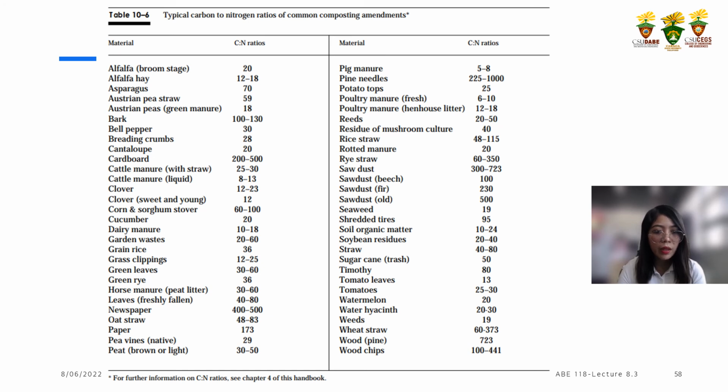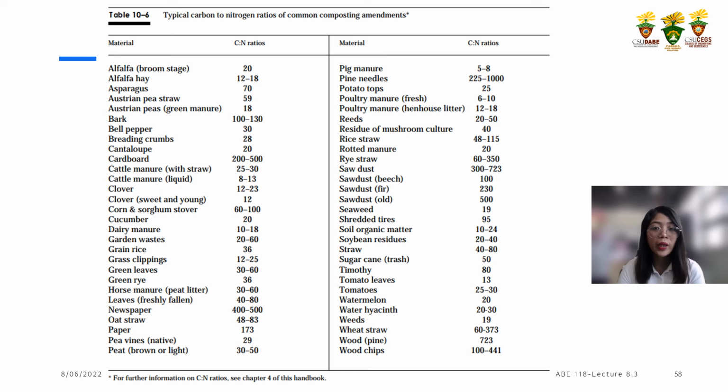So this Table 10.6 shows the typical carbon to nitrogen ratios of common composting amendments. So one of the factors that we must consider is the moisture. So moisture, microorganisms need moisture to convert the carbon source to energy. So bacteria generally can tolerate a moisture content as low as 12 to 15%. However, with less than 40% moisture, the rate of decomposition is very low.